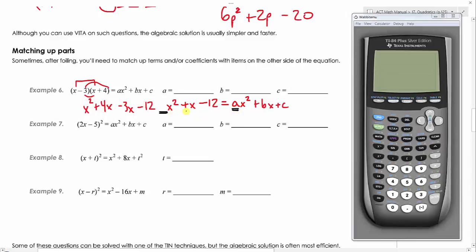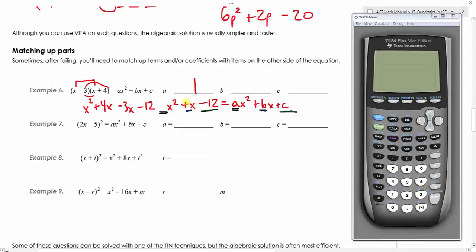I then have a coefficient here, I'll do in blue, in front of the x term, that corresponds to the b here. And then my constant, the negative 12, corresponds to the c over here. So what I need to do is simply figure out the coefficient in front of the x term is 1. That corresponds to my a. So my a is 1.